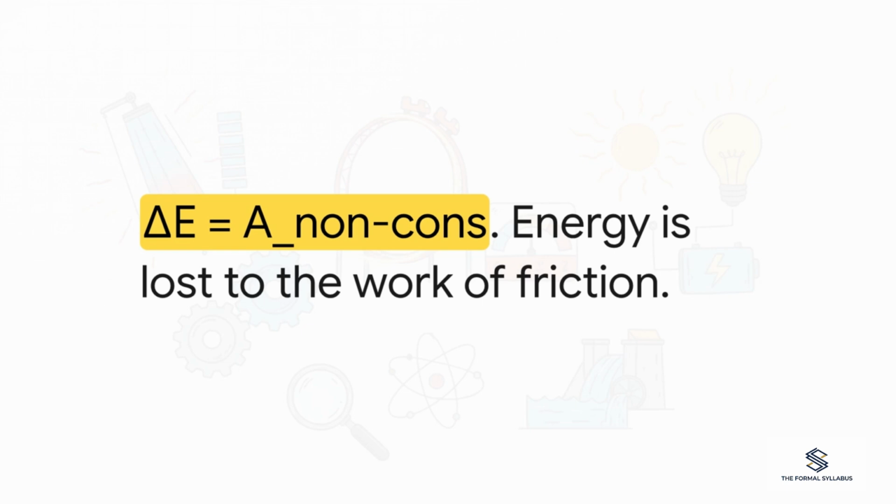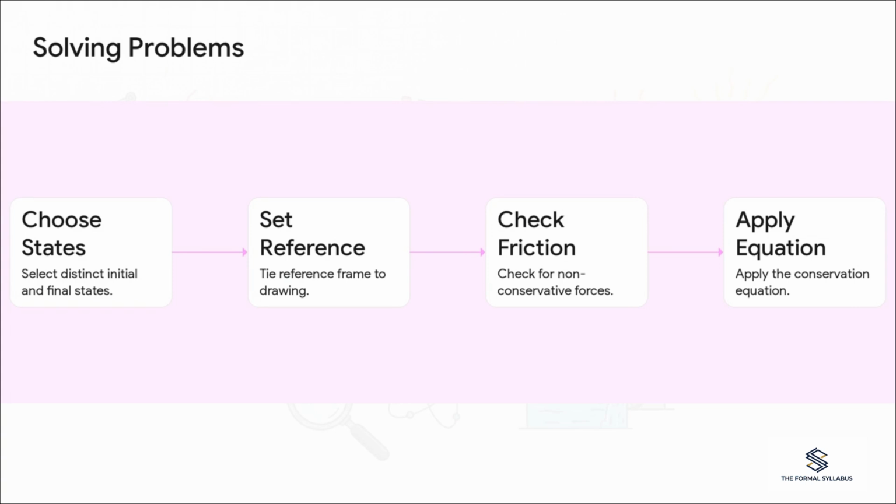The change in our total mechanical energy is exactly equal to the work done by those non-conservative forces, and that work is negative. Think of it like a leak in a bucket. Friction is literally draining our mechanical energy budget, bleeding it off into heat or sound. The total energy of the universe is still conserved, of course, but our isolated mechanical slice of the pie is shrinking. So how do physicists systematically solve these messy problems?